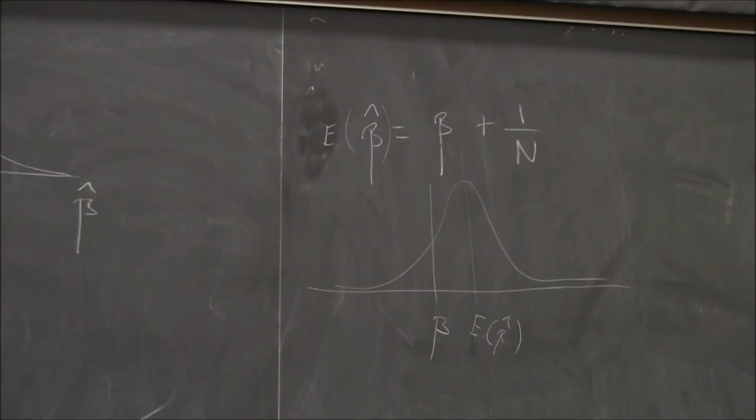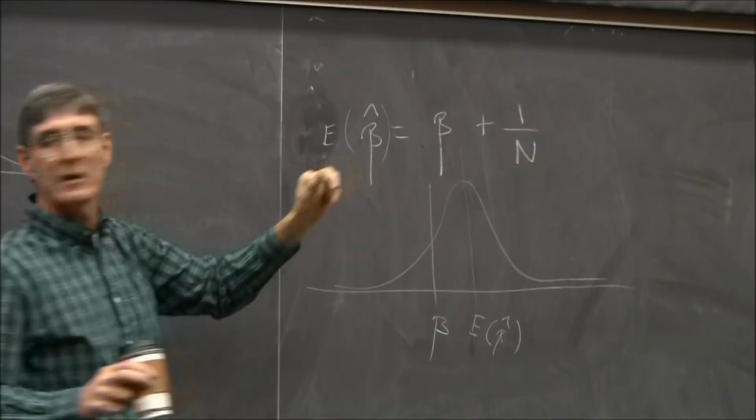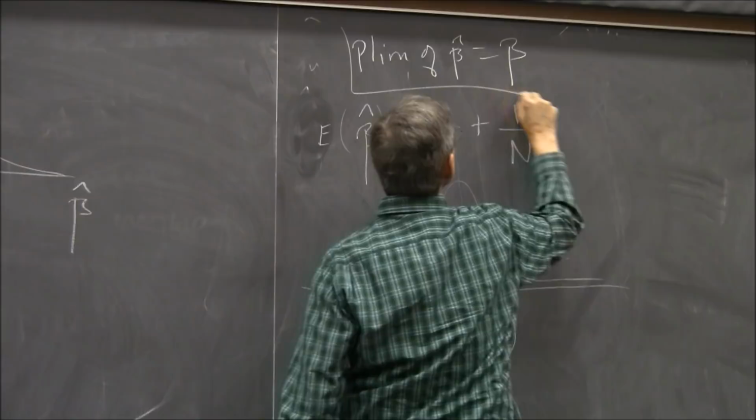This goes to 0, and the estimator converges to the true value. So instead of talking about expected values, what we say is that the p-lim of beta hat is equal to beta. It's called a probability limit, and that's how we evaluate consistency.